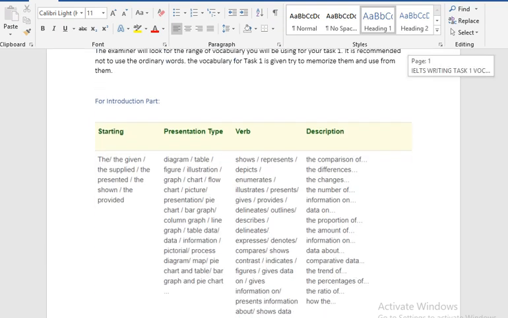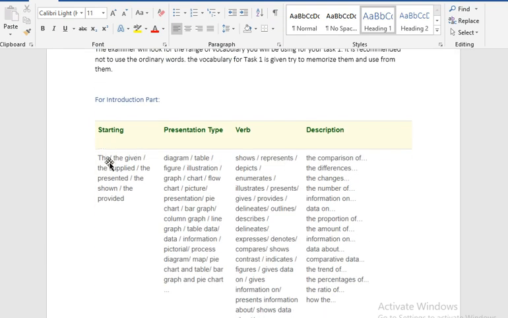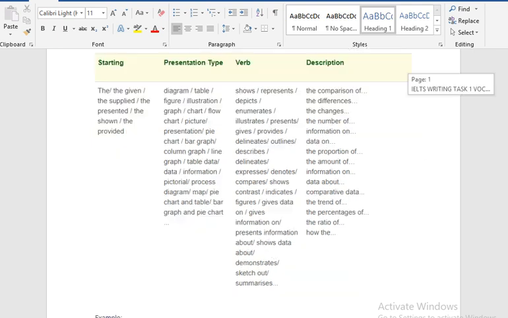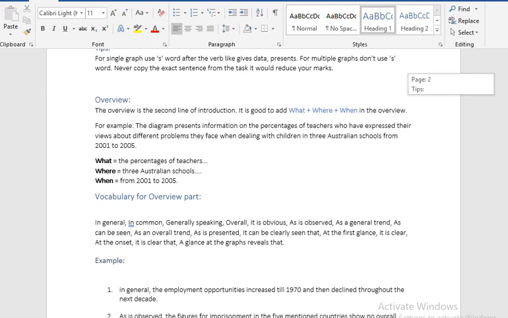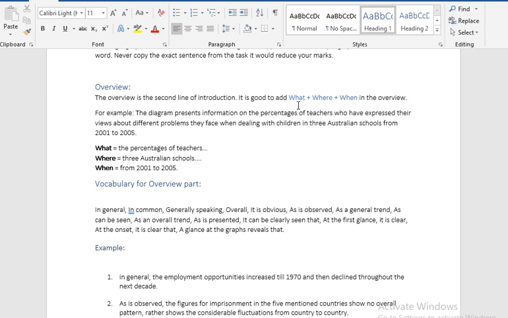For example, when you are starting your paragraph, you can use the given, the supplied, the presented, the shown, the provided. These kinds of words. When you are describing a chart, a picture, presentation, bar graph, column graph, line graph, table data, you can use good verbs like depicts, illustrates, outlines, describes, contrast, the comparison of. And then you have to give the overview: what, where and when the thing happened.